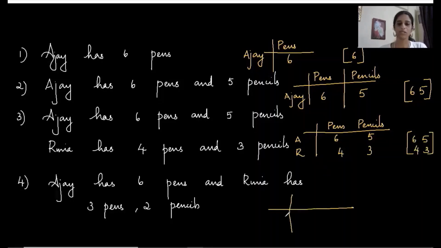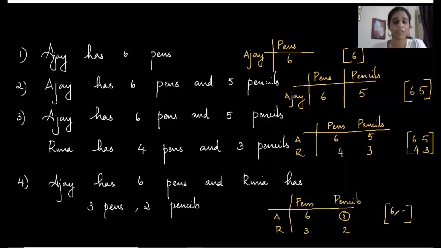Now the last one: Ajay and Rima as rows, pens and pencils as columns. Ajay has 6 pens, and Rima has 3 pens and 2 pencils. So we cannot construct a table using this incomplete data, so we cannot even construct a matrix. You cannot leave this space vacant. So we cannot construct a matrix without the complete data. In a matrix, you cannot leave a space vacant.